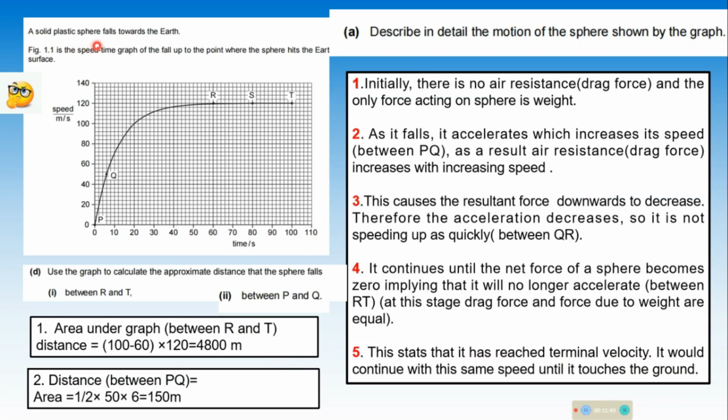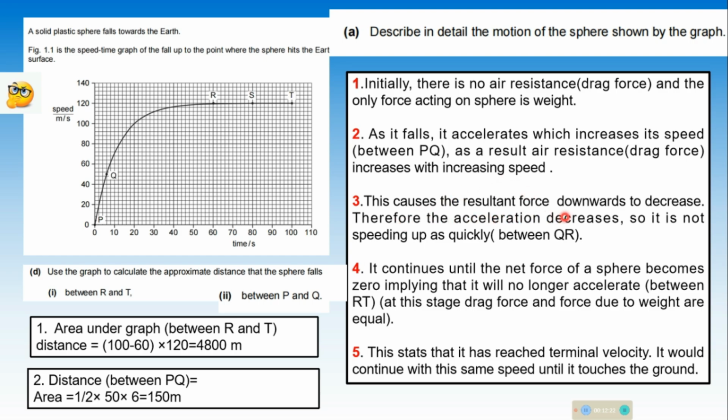A solid plastic sphere falls toward the earth. This graph is a speed-time graph of the fall up to the point where the sphere hits the Earth's surface. Describe in detail the motion of the sphere shown by the graph. Initially, there is no air resistance, or drag force, and the only force acting on the sphere is weight. As it falls, it accelerates, which increases its speed between PQ. As a result, air resistance, meaning drag force, increases with increasing speed.